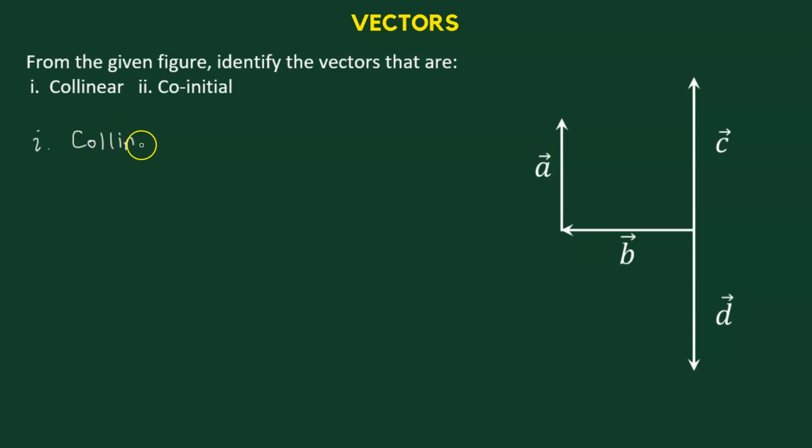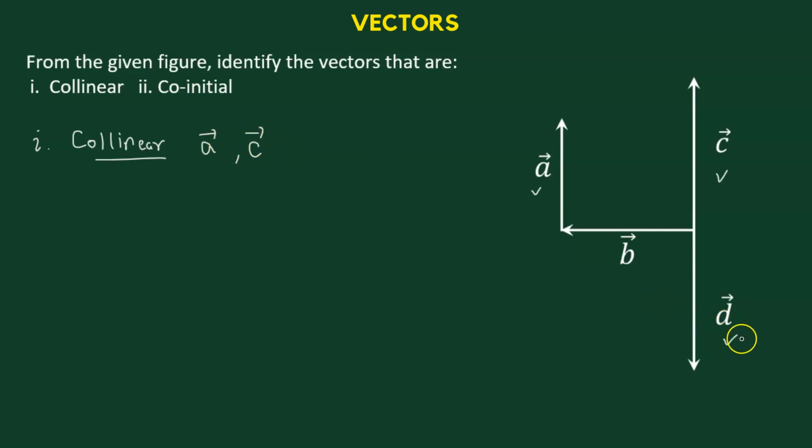Whenever we say that vectors are collinear, we only have to pick up those vectors that are either parallel or anti-parallel to each other. Now from this diagram, it's clear that vector A and vector C are parallel to each other. So definitely vector A and vector C are going to be collinear.